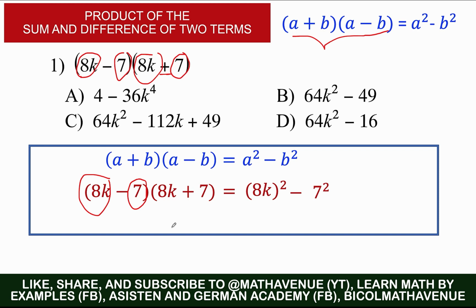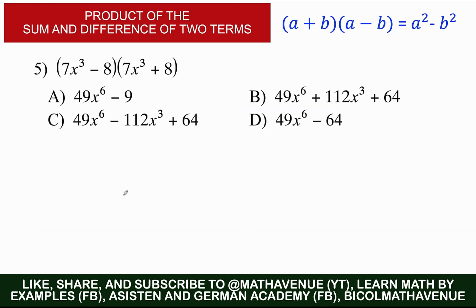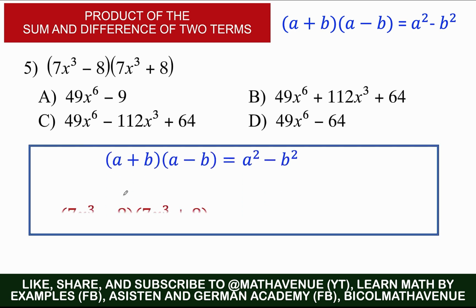It doesn't matter whether the first factor is the minus, the second factor is the plus, as long as you have the product of the sum and difference of exactly two numbers. Here, the two numbers are 8k and 7. One is expressed as plus, the other is expressed as minus. So simplifying, this is equal to 64k squared minus 49, this is letter B. Next problem. So again, write the formula and write the given. What are the two numbers?